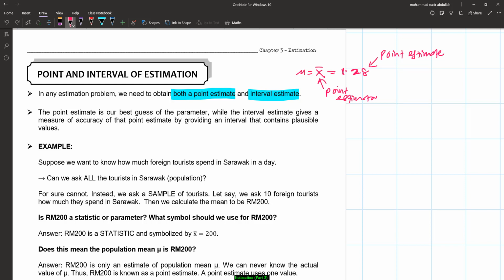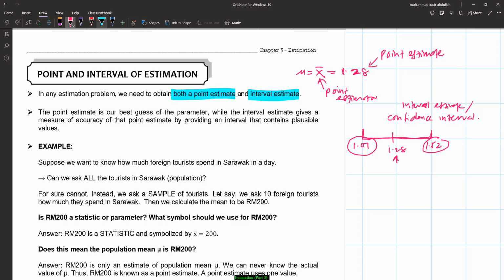So normally when we do estimation or any statistical inference, we do it in terms of an interval estimate, in terms of a range, let's say from 1.01 until 1.52. So the value of 1.28 is the point estimate, and the values between 1.01 and 1.52 we call an interval estimate or confidence interval. This is another name for interval estimate, or confidence intervals.